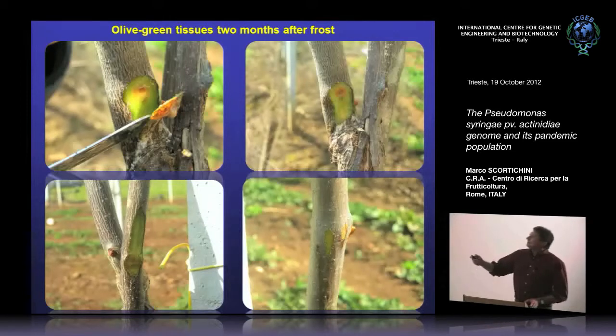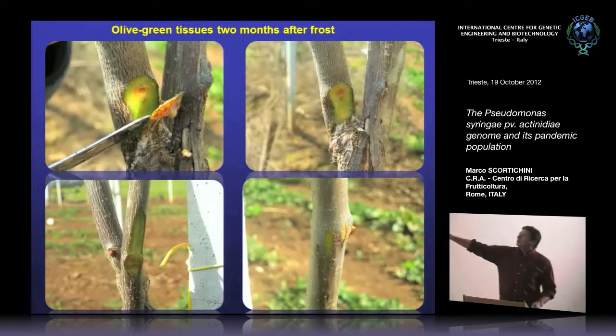And this is the tissue, olive green. This is not a shadow effect. This is the color. You see here no symptoms at all, but if you isolate the pathogen, you find Pseudomonas syringae in this tissue, 2 months after the frost event.